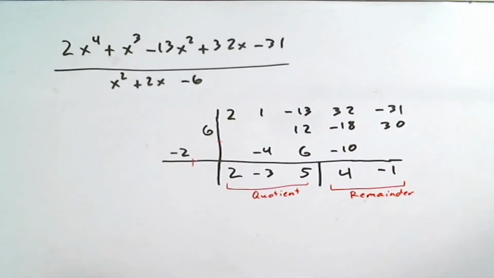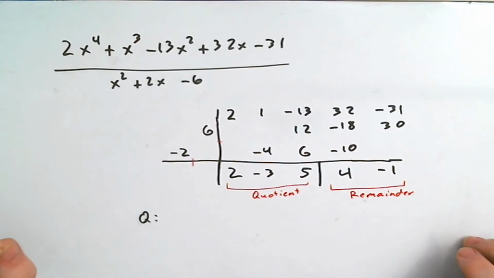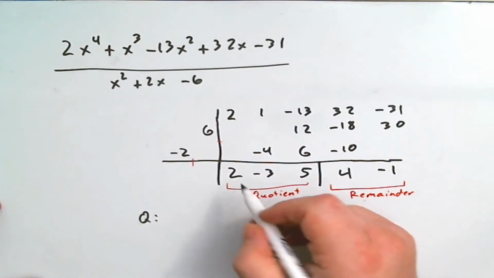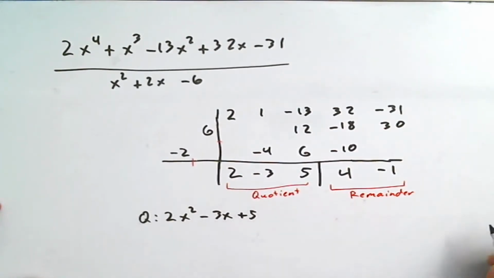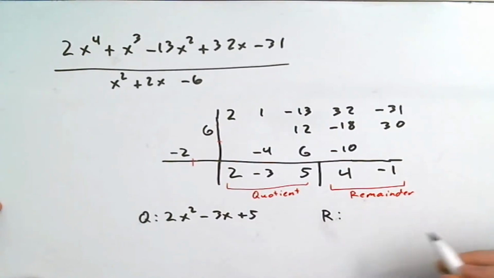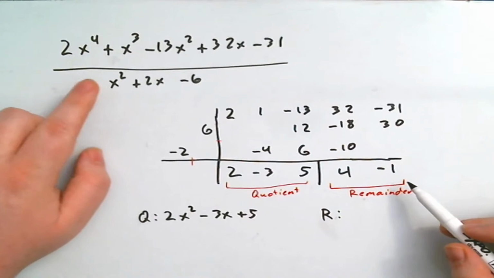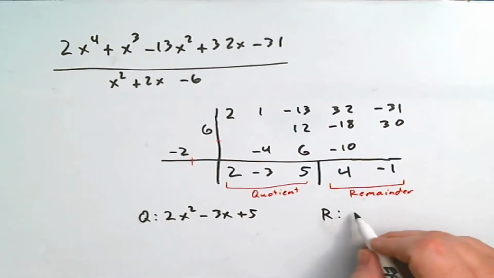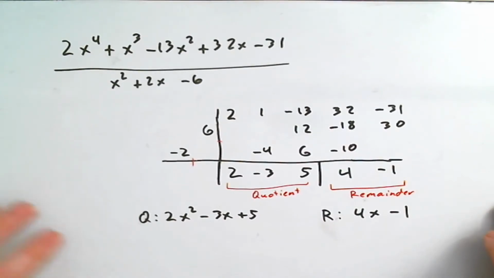Okay, so we state our solution, the quotient. This divided by this, a fourth degree divided by a second degree, is a second degree polynomial. So this is 2x squared minus 3x plus 5. Okay, and our remainder, oops, that's not an R. Our remainder is linear, right? One degree less than our divisor. This is a quadratic, so one degree less is linear. This is 4x minus 1. So cool. So much easier than doing long division with these quadratics. It's so much more fun.